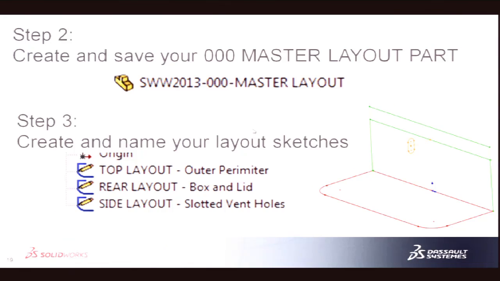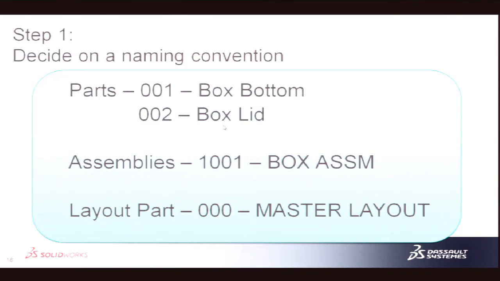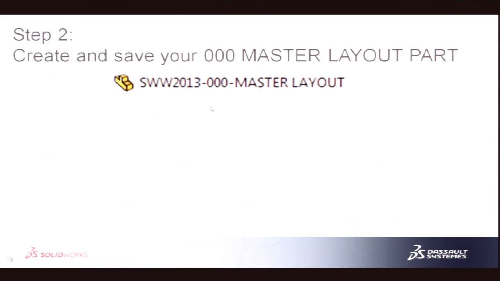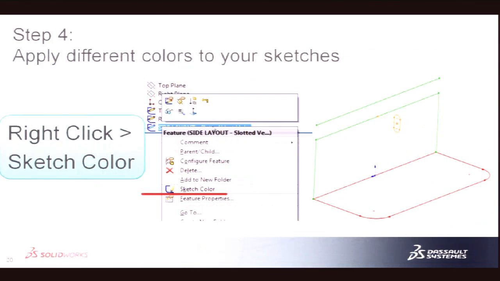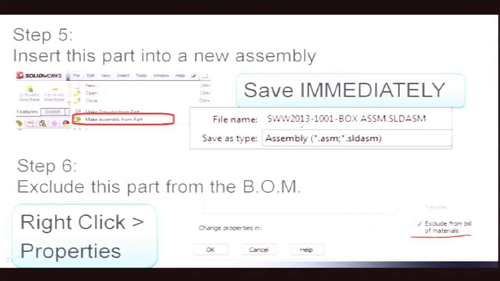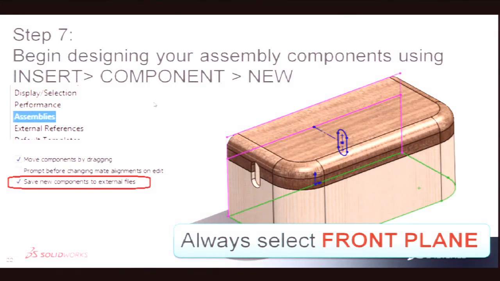You start out by creating a new part, deciding on naming convention, creating and saving your new master layout part, creating and naming your layout sketches, changing the colors of those sketches, inserting that part into an assembly as the first part right on the origin, excluding that part from the BOM, and then using the command insert component new part to add additional components.